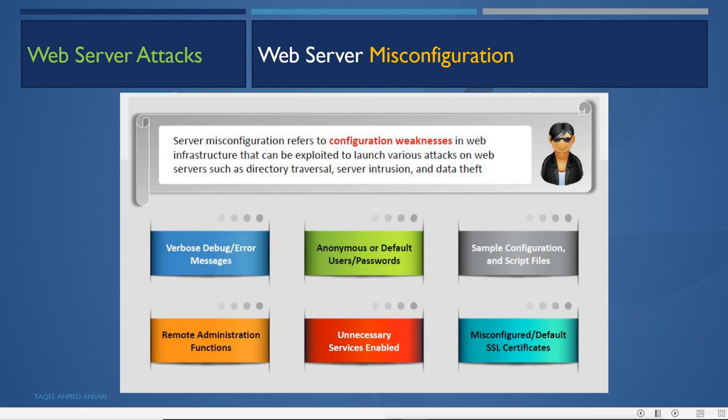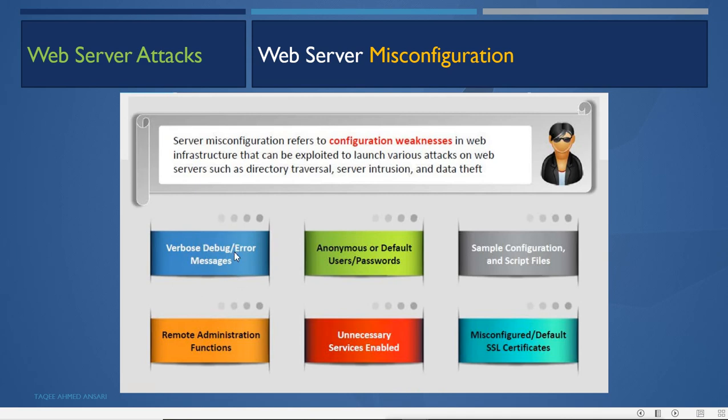There are also other things, like verbose debug error messages. Sometimes, if they are troubleshooting the web server, they enable verbose debugging or error messages, because they want to know what kind of errors or debugging messages are coming. But if they don't disable it after the debugging or troubleshooting, it will remain there and reveal extra information about the server.